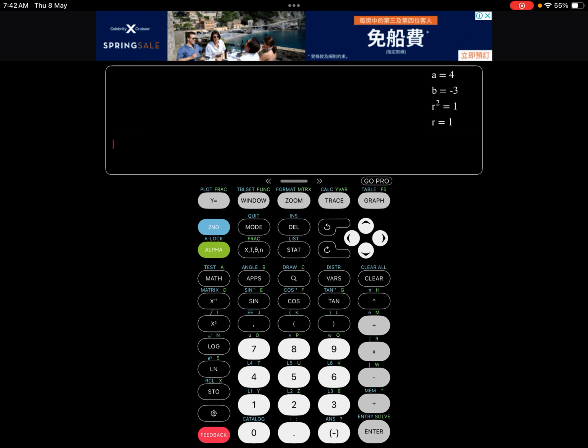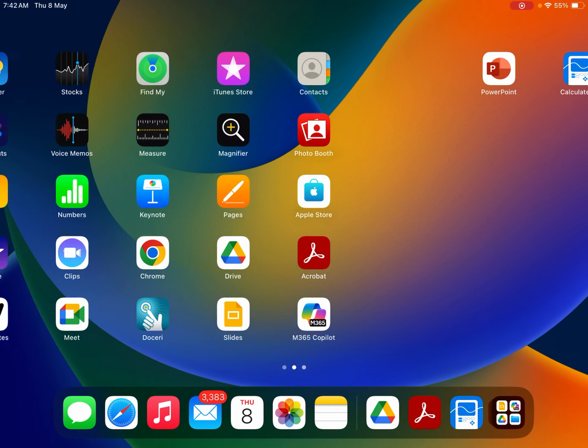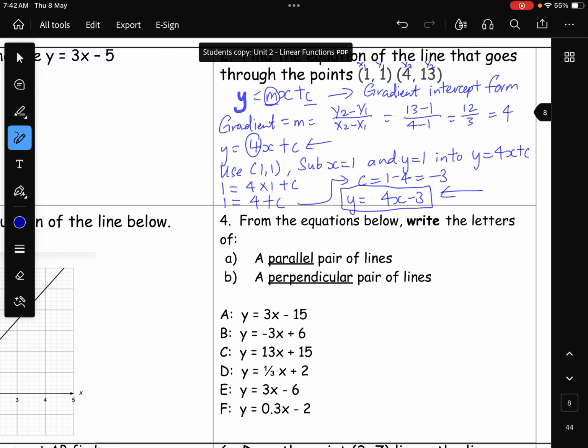Now your A in this case is the gradient, while the B is the y-intercept, which is -3. Now let's go back to what we have here earlier. You realize the gradient is also 4 and the y-intercept is -3, but make sure you write the equation as y equal to mx plus c.